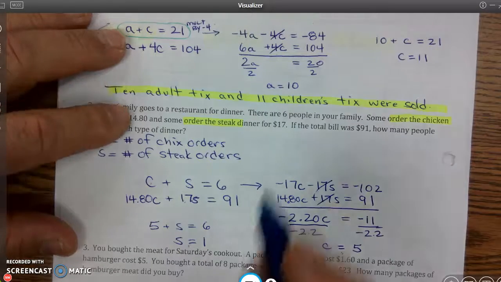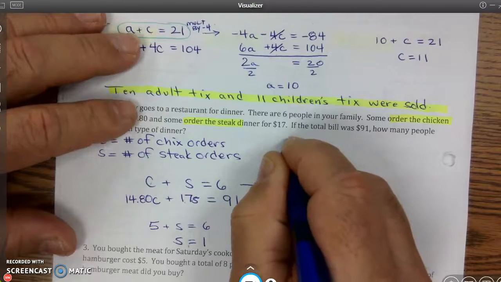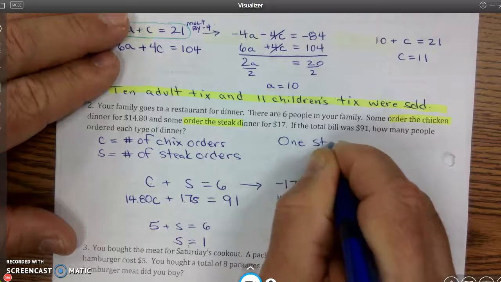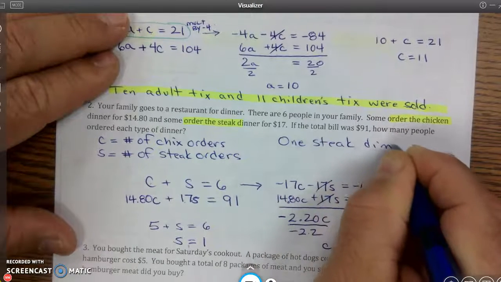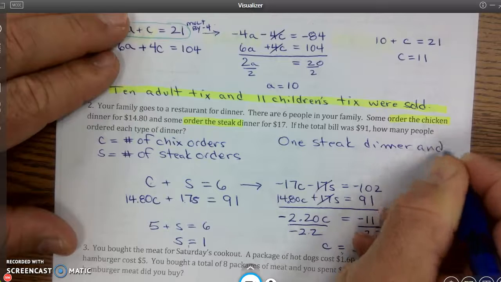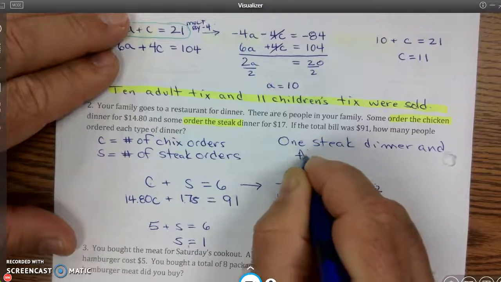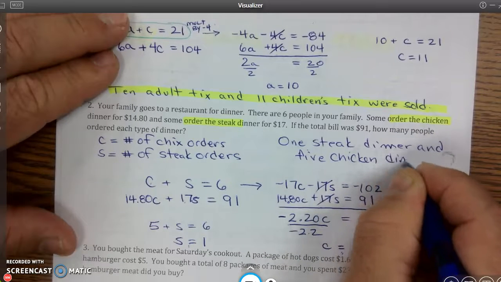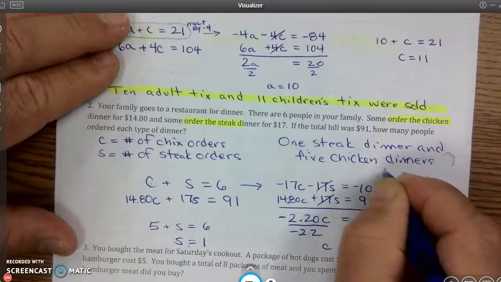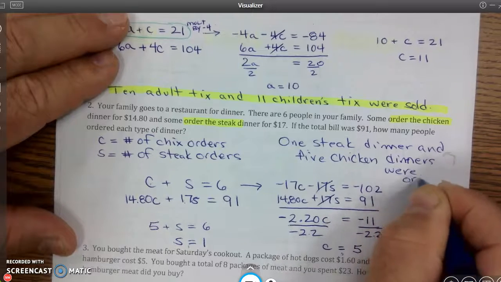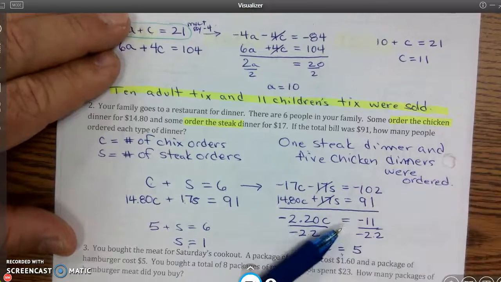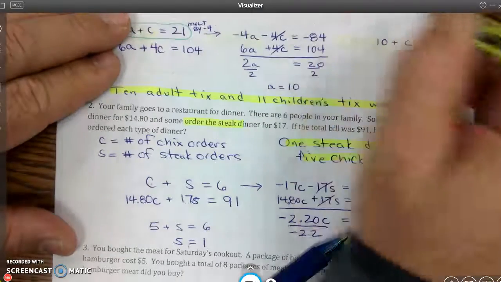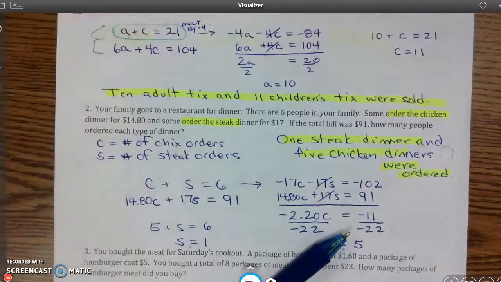5 chicken dinners were ordered. So write that down. 1 steak dinner and 5 chicken dinners were ordered. Okay, that is step 4. State your solution in sentence form.